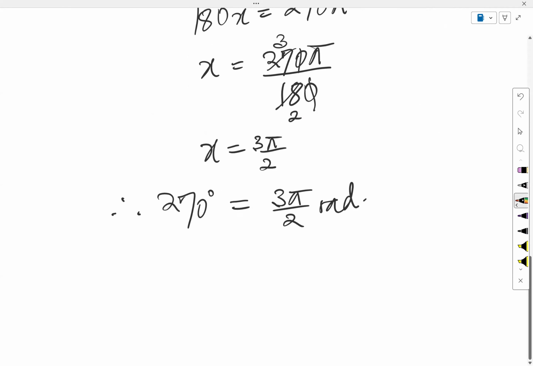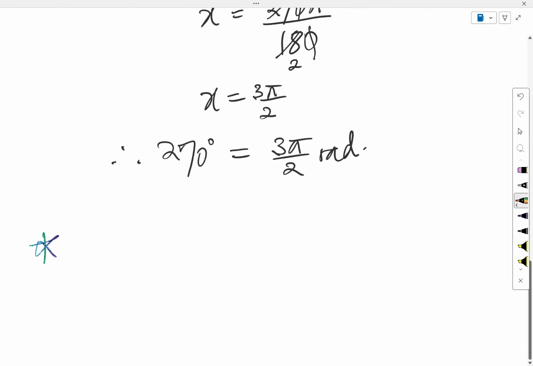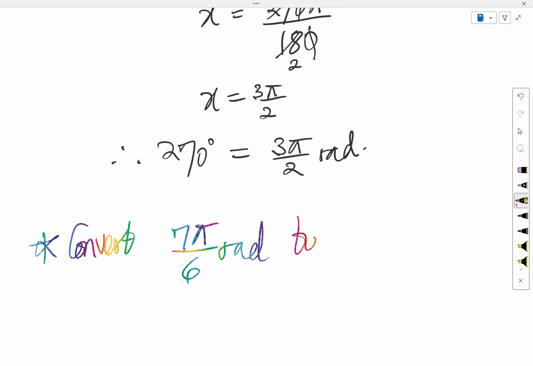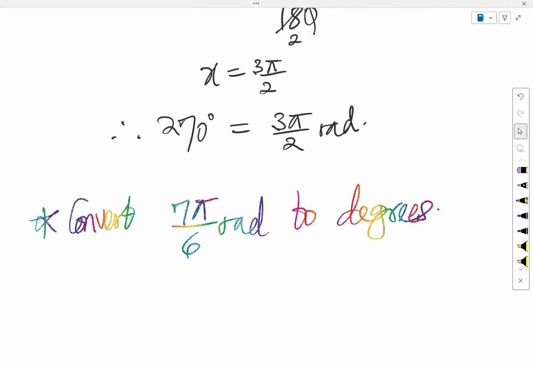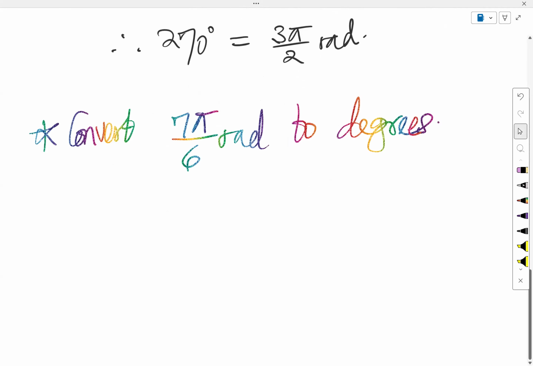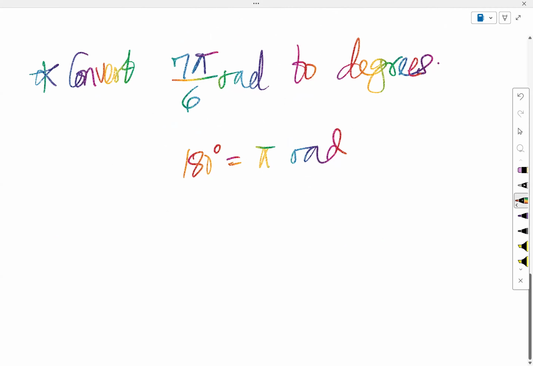What if I say convert 7 pi over 6 radian to degrees? What if you are required to do that? Again, establish the fundamental that 180 degrees is equal to pi in radian. And then 7 pi over 6 in radian is simply going to be like x degrees.